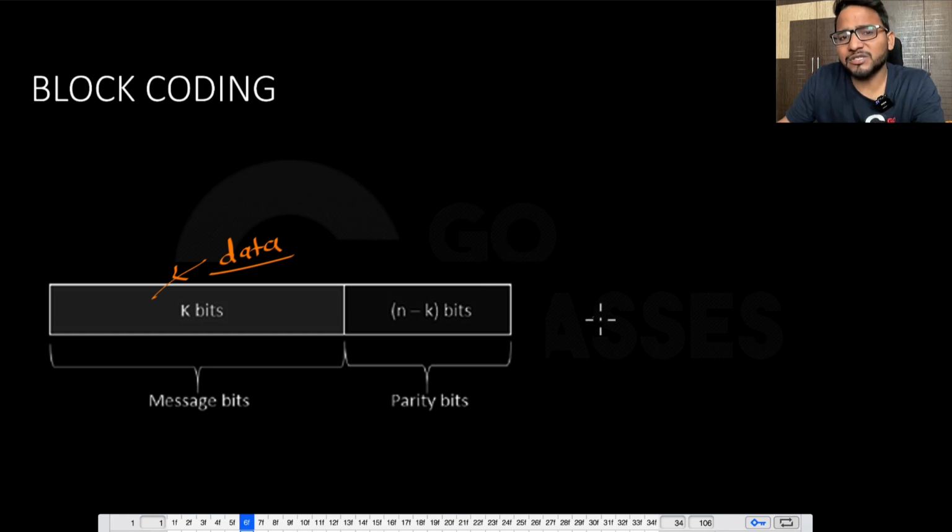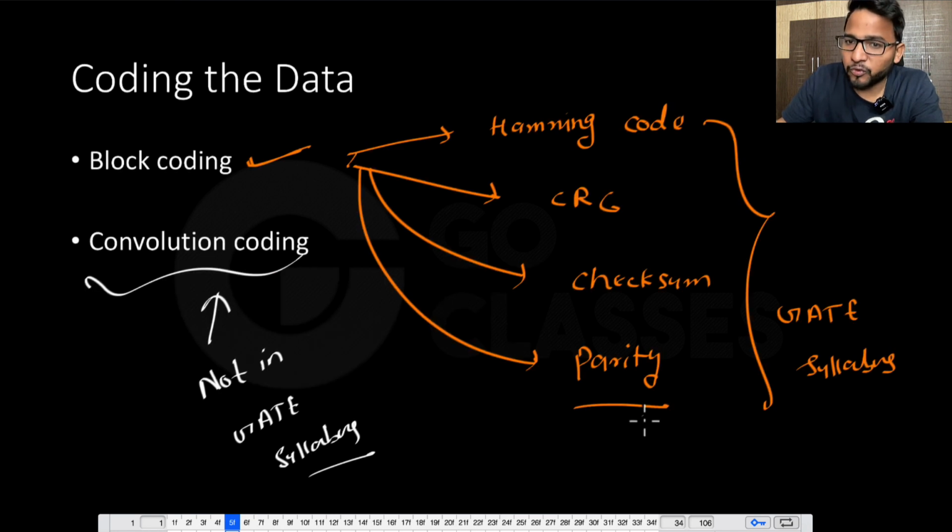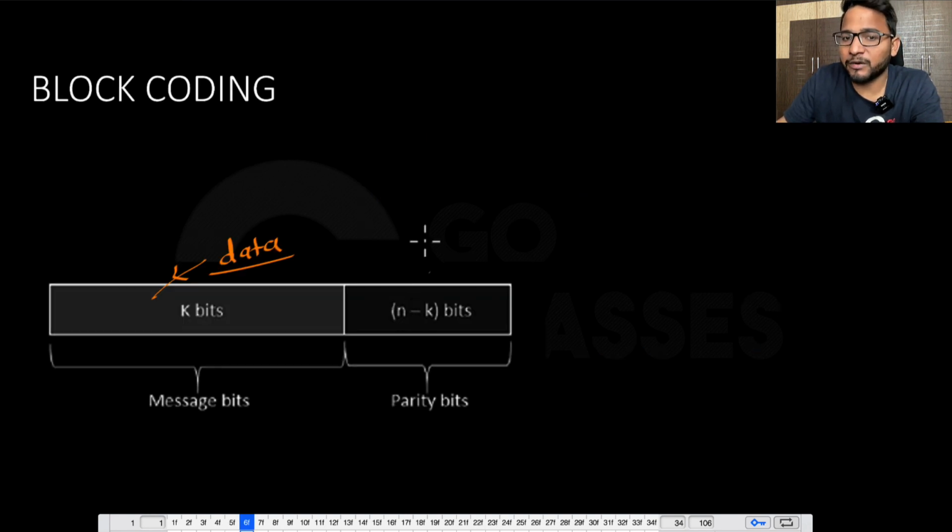Since it is a revision class, you might already know these kinds of things, but still, I hope I'm making you revise these things, right? Okay, so whatever we are going to study, we will generate some parity bits, and then we will append those parity bits in the message. Which means these are the four things that we will study, and in this video we will study just Hamming code. And what we will do, we will generate some parity bits and we will append those parity bits along with the message bits, right? Now the append can happen at the end or in between also.